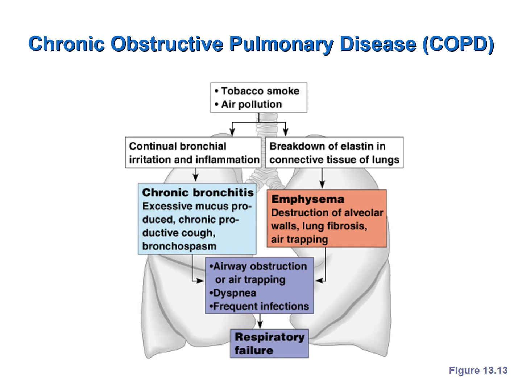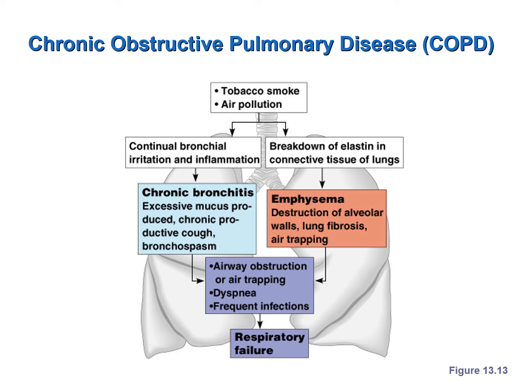This figure comes from your book, and I'm going to use it to summarize COPD. COPD is caused by long-term exposure to respiratory toxins such as tobacco smoke or air pollution. This can lead to, in the case of chronic bronchitis, excessive mucus production. This leads to airway trapping, air hunger, and frequent infections, and ultimately will lead to respiratory failure.